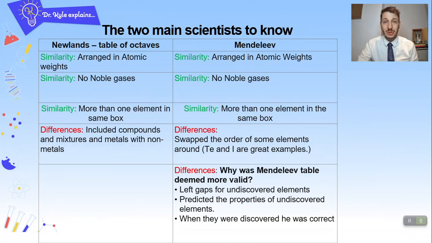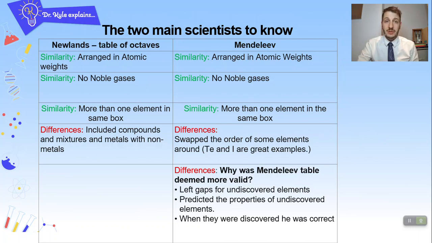Okay, so for your GCSE, you need to be able to compare the two main tables from the scientists Dmitry Mendeleev and John Newlands. Now remember, comparing means find similarities and differences. So let's have a look. So I've summarized this here in a table for you below. Please do pause the video and copy this down if you feel like you need this information.